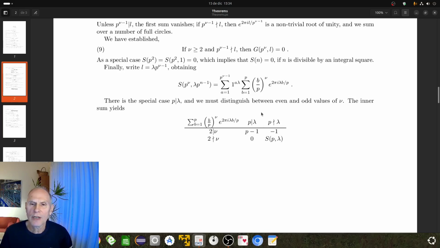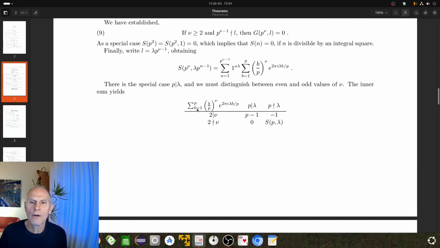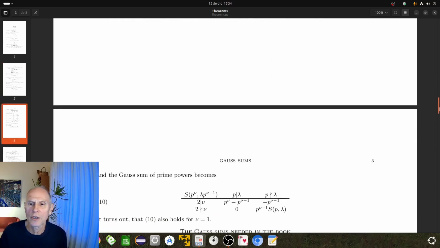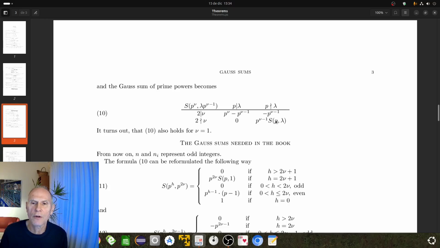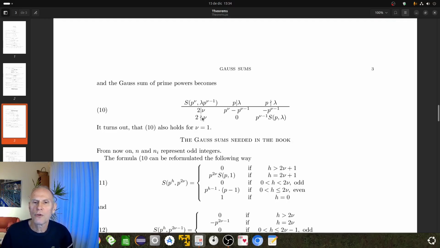And then in the special case, we actually can reduce it to, well, never mind. You can do the details yourself. It's not difficult. And then we multiply by P to nu minus first, and then we end up with this result. And we assume nu being greater than or equal to 2, but this formula also holds when nu is unity.